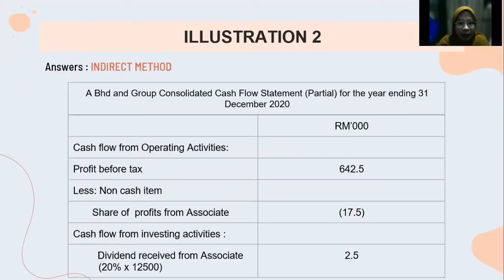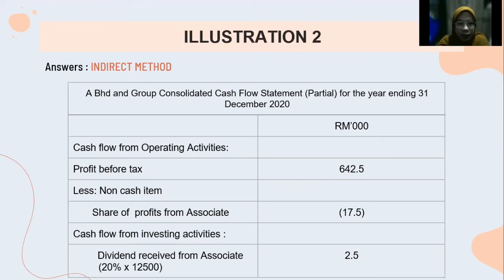So this is the answer for the indirect method. First, we need to identify the cash flow from operating activities. Because it is the indirect method, we need to start with the profit before tax. So profit before tax is 642.5 thousand. And we need to deduct the non-cash item, which is the share of profit from associates, 17.5 thousand.